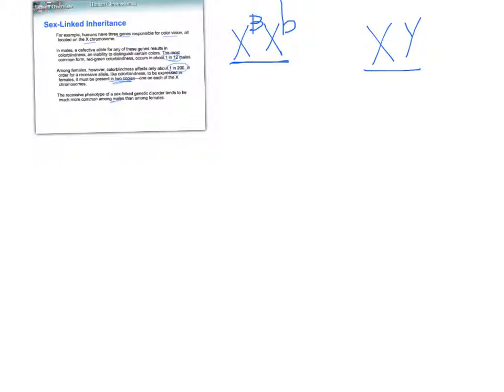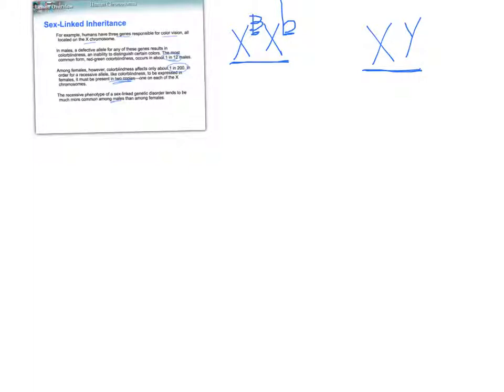They show the big B. That's up to you if you want to do that or not. But if you have a little b, it means that you carry the recessive allele for color blindness. For guys, they cannot be carriers. It's either on the X or it's not.